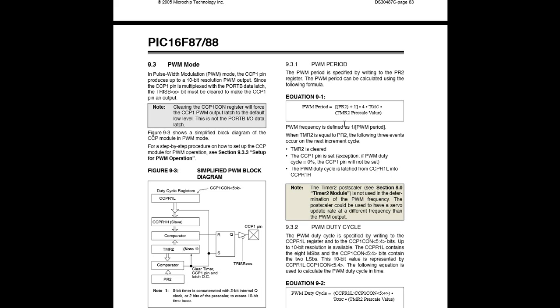Just to look through this section: in pulse width modulation PWM mode, the CCP1 pin produces up to a 10-bit resolution PWM output. Now 10-bit resolution gives us 1024 possibilities, but it says up to that, which means we won't always have that ability. That's 2 to the power of 10, which is 1024. So that's the maximum resolution we could get, but we will only get that resolution at certain points.